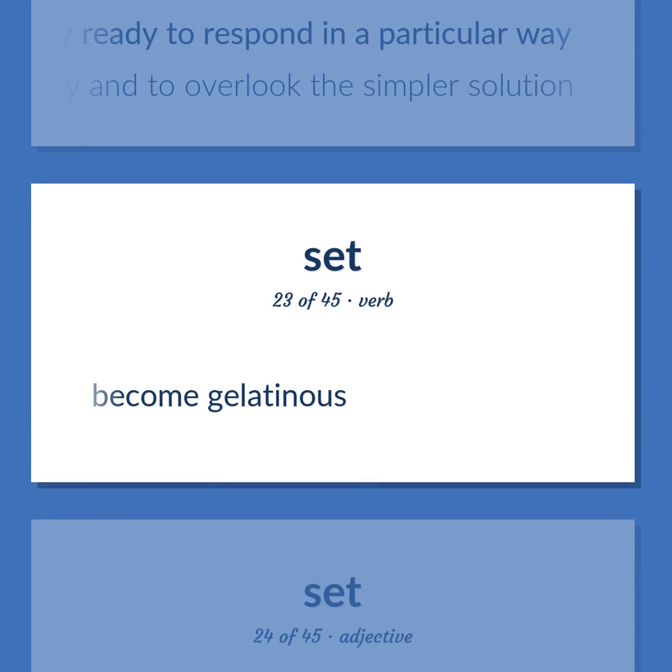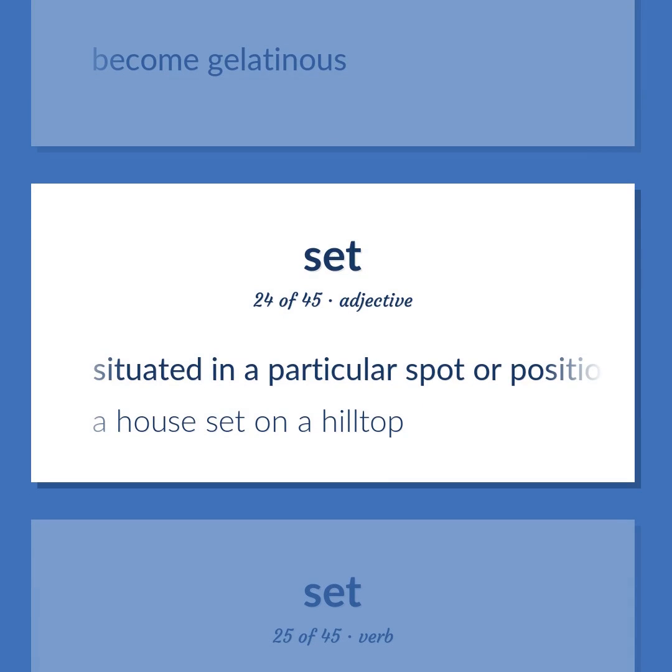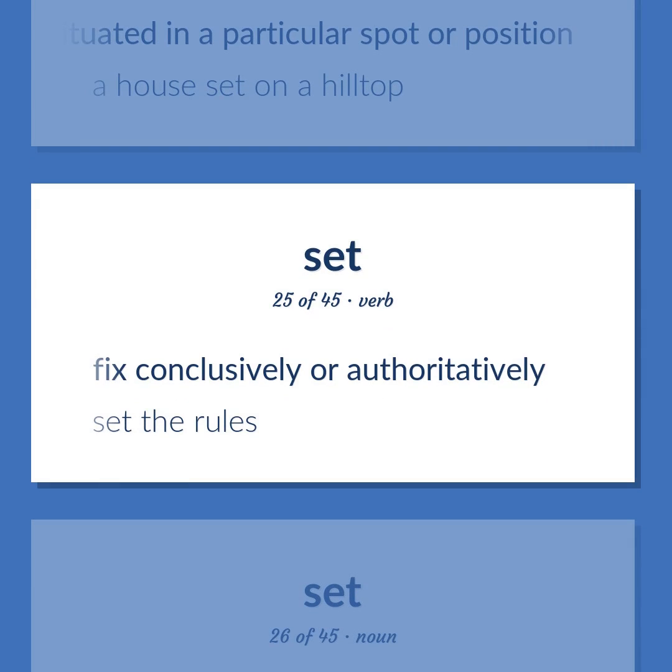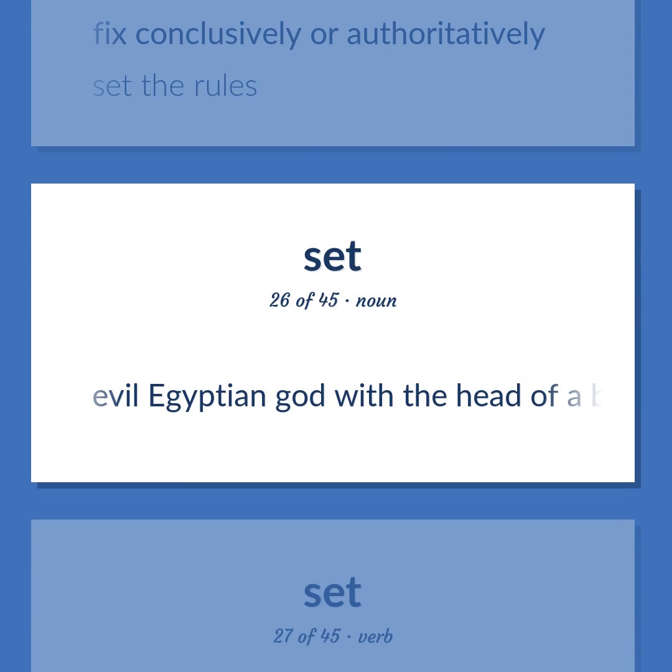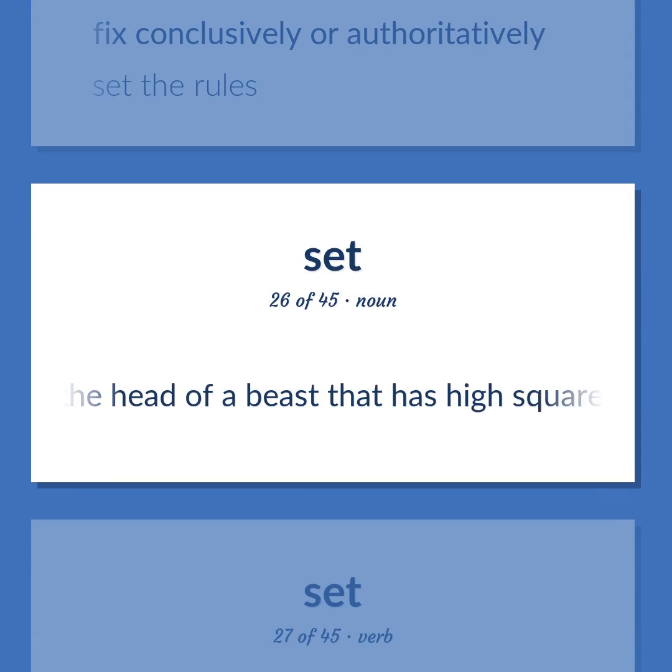Become gelatinous. Situated in a particular spot or position. A house set on a hilltop. Fix conclusively or authoritatively. Set the rules. Evil Egyptian god with the head of a beast that has high square ears and a long snout, brother and murderer of Osiris.